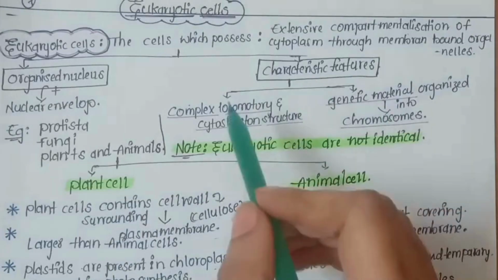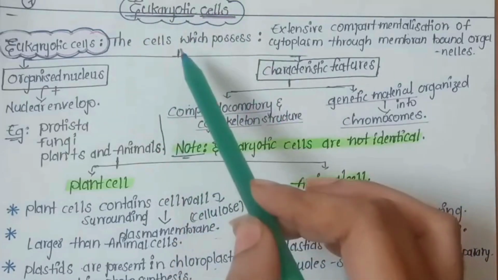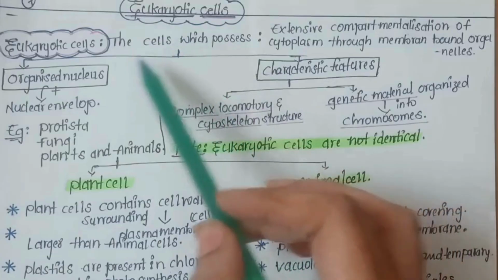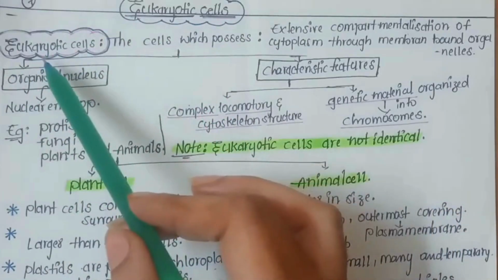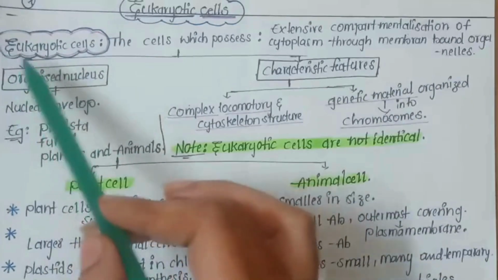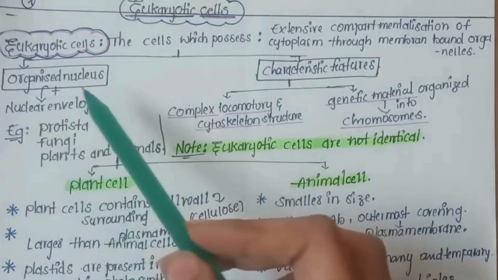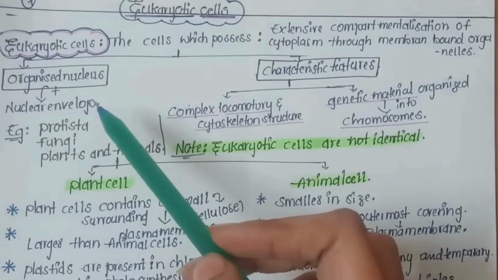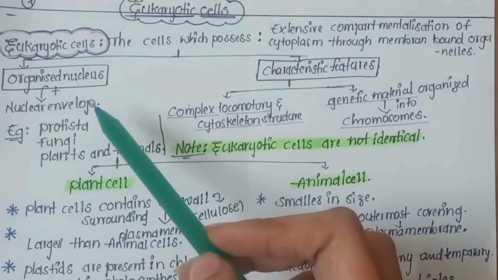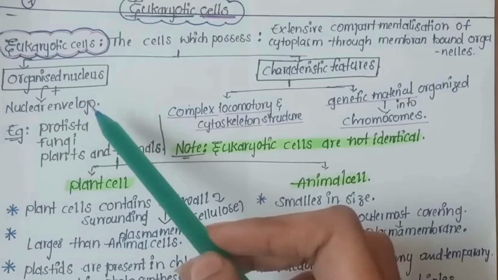Hello everyone, as we already covered the prokaryotic cell, here we are going to cover the eukaryotic cell in detail. Coming to the etymology of the eukaryotic cell, it is a Greek word where eu means true and karyon means nucleus, as it contains a true nucleus and membrane-bound organelles like endoplasmic reticulum, mitochondria, vacuole, lysosomes, Golgi apparatus, etc.